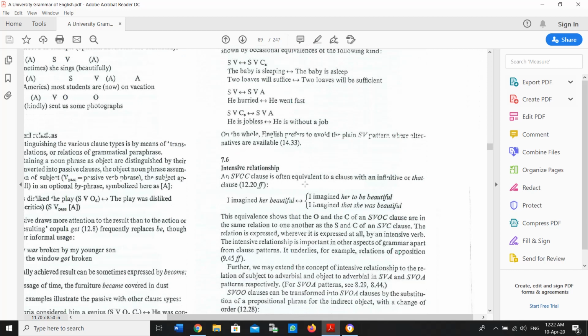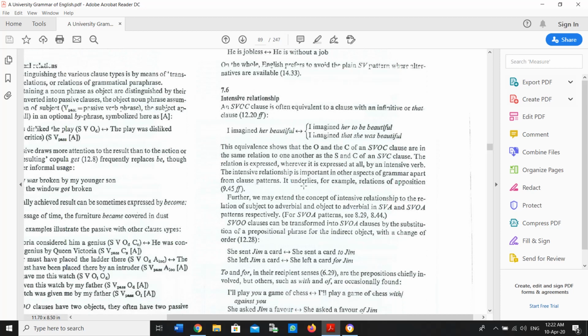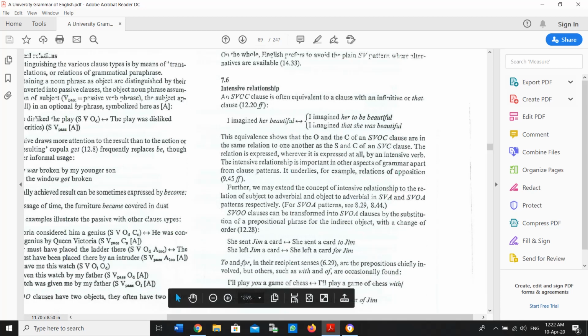Now we are going to move to 7.6, and we are going to deal with this type only because it is more important, in which we are going to use the intensive relation to change the clause. So SVOO clauses can be transformed into SVOA clauses by what? By using a prepositional phrase for the indirect object.